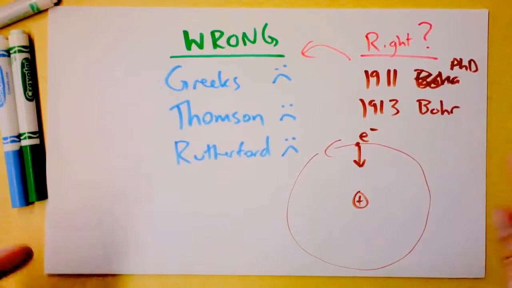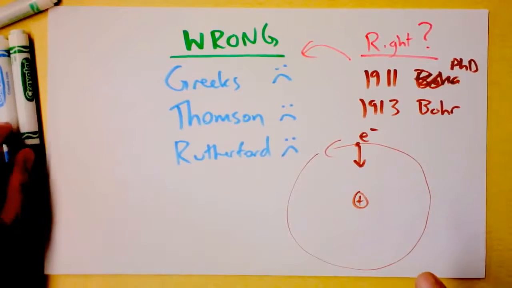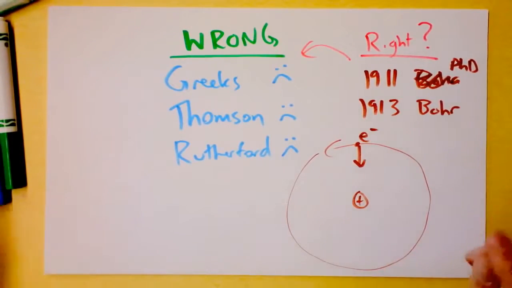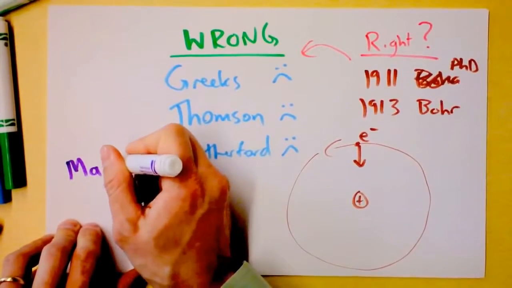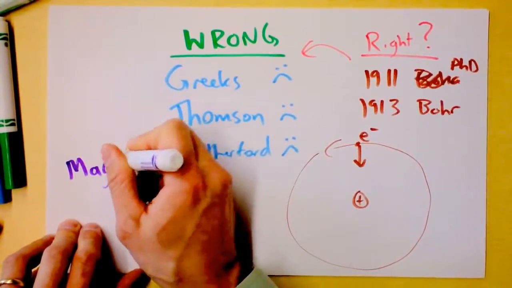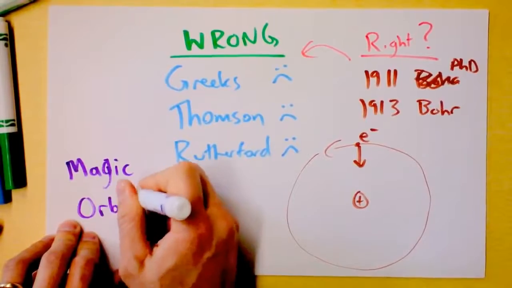Some electrons don't let off light, but they have to be in what he preferred to call his magic orbits. Bohr believed in the presence of magic or stable orbits. Yeah, magic orbits.